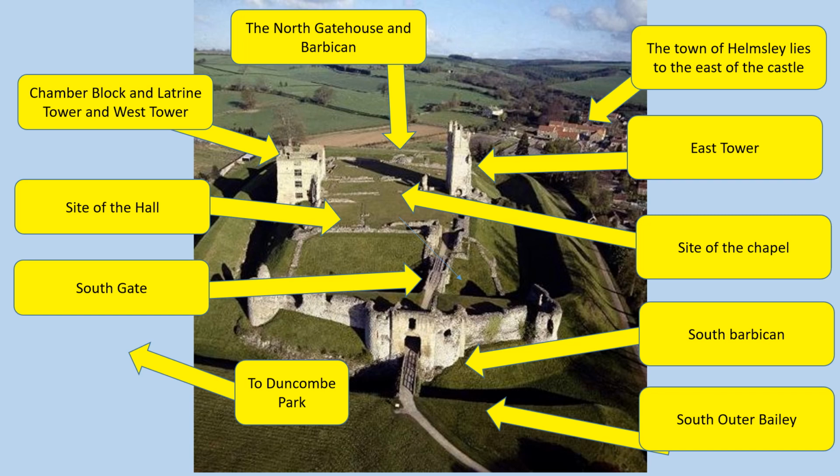You can see some of the distinctive features where the great hall was, for example, where the chamber block is, the latrine tower, the west tower, the north gatehouse and the barbican in the far end of the picture. You've got the iconic east tower. You've got the location of Helmsley to the east of the castle there, site of where the chapel was as well, and then you can see obviously the distinctive earthworks, the double ditch earthworks, which were so unique for castles at this time, and obviously associated with Walter Espes's castle as well.